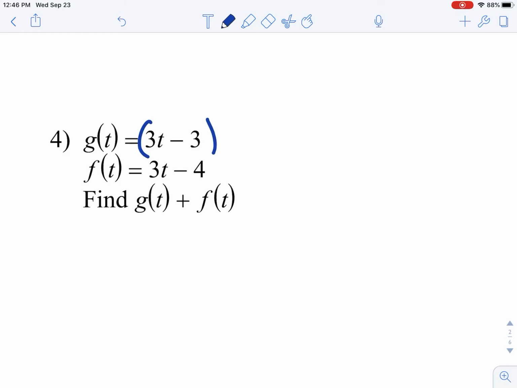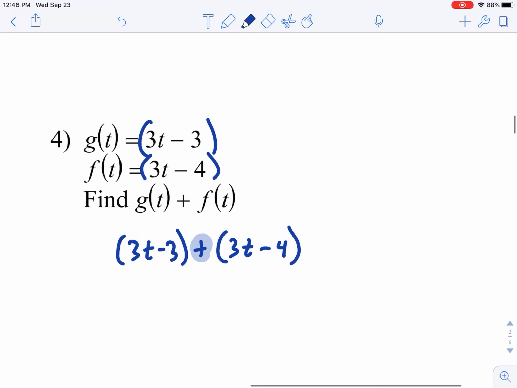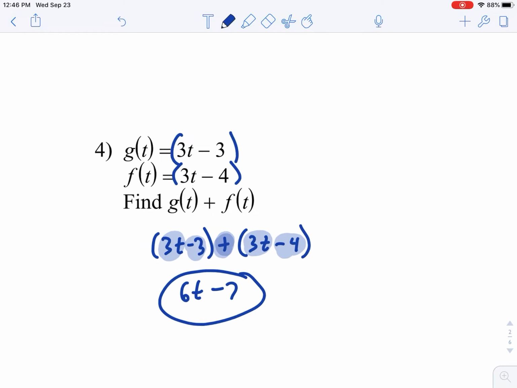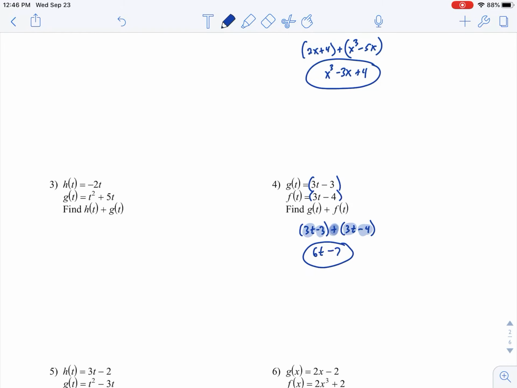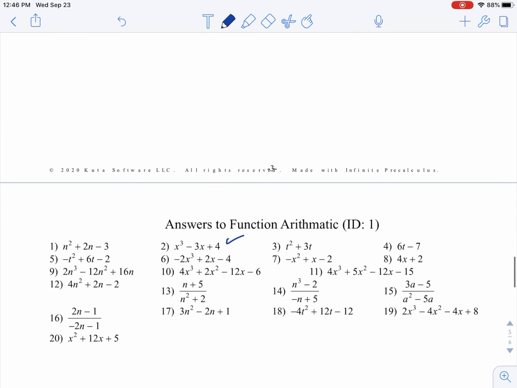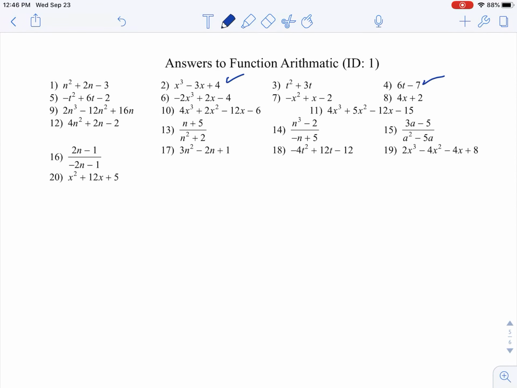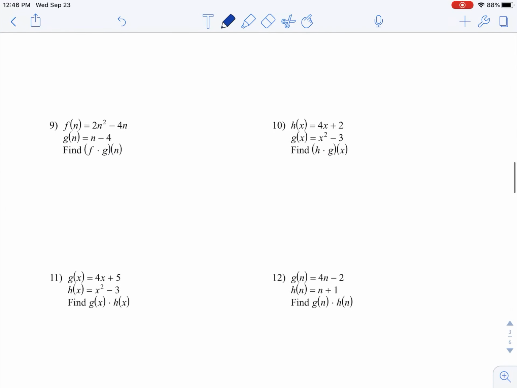We're going to add this function, 3t minus 3, to this function, 3t minus 4. Once again, it's adding like terms. 3t plus 3t is 6t, minus 3 plus minus 4 is minus 7. And that is it. That should be the answer. Let me see if I can check it the right way this time. And there it is. You should have learned how to do this in Algebra 2.